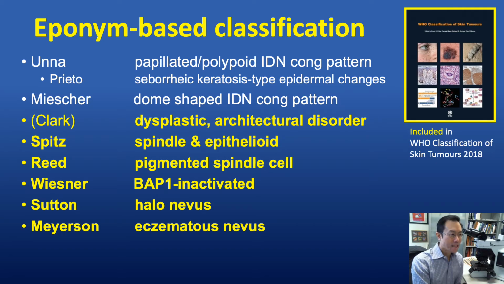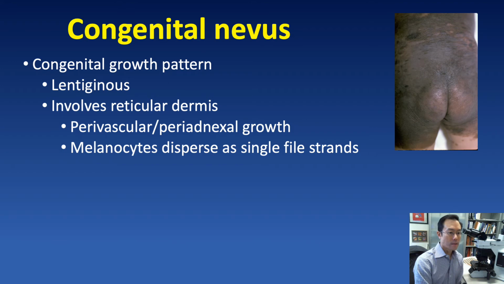Complementing the anatomic classification is a much richer and historically based eponym-based classification that I think was first popularized by the late Bernard Ackerman in his publication on naming acquired melanocytic nevi back in 1992. And I wouldn't necessarily bring this up, except that many or most of these are included in the current WHO classification, those highlighted in yellow. The congenital melanocytic nevus is characterized by a so-called congenital growth pattern microscopically. When there's a junctional component, it typically is lentiginous, as we've reviewed.